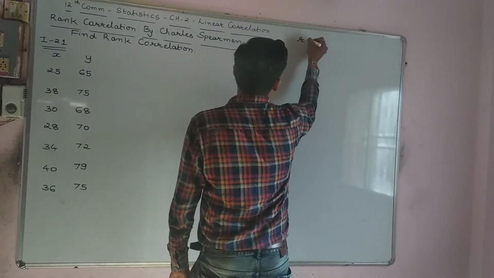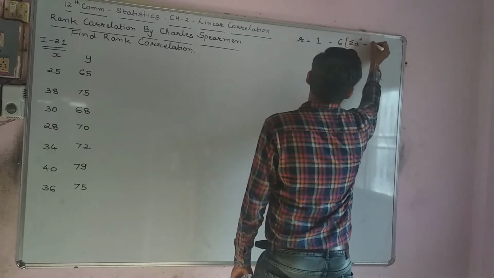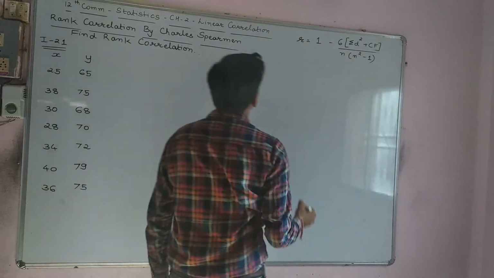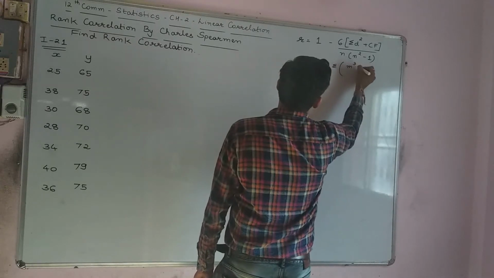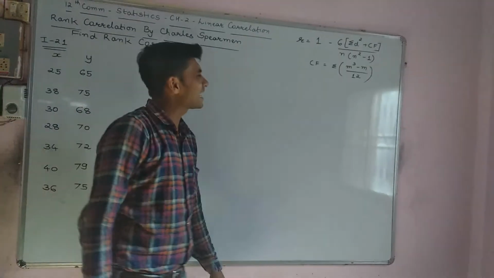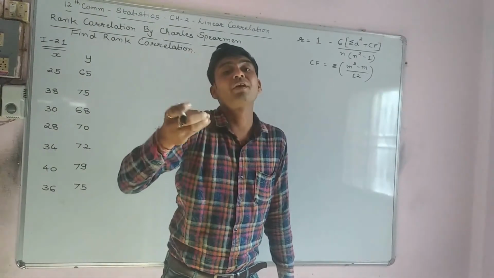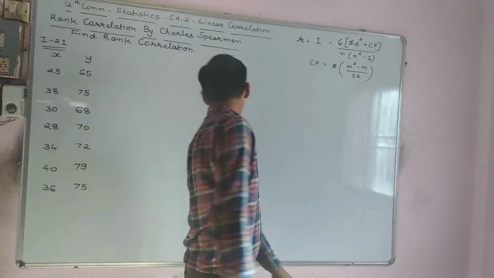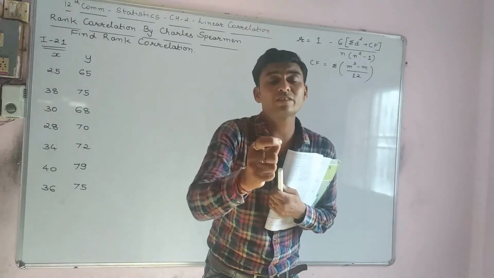R is equal to 1 minus 6 into sigma d square plus CF divided by n into n square minus 1. Then CF is equal to sigma m cube minus m divided by 12, where m is the number of times a particular observation is repeated. Illustration 21 says find the rank correlation for the question of illustration 5.